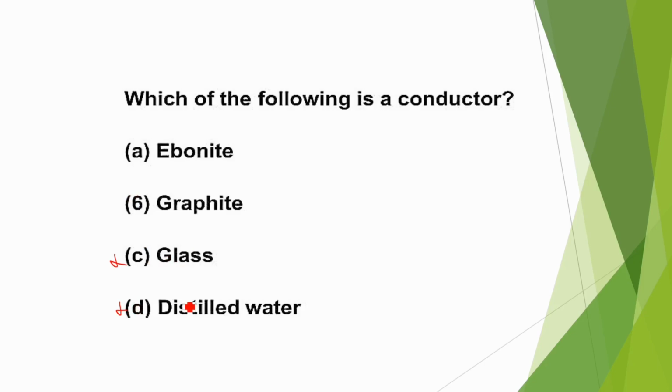Now the options left are ebonite and graphite. So what is ebonite? Ebonite is blackish brown in color and formed by mixing and heating sulfur and rubber together. Hence, ebonite is not a metal and does not have free electrons to carry current. We all know that in order to carry current, we need free electrons. That's why ebonite is not a good conductor of electricity. On the other hand, what is graphite?